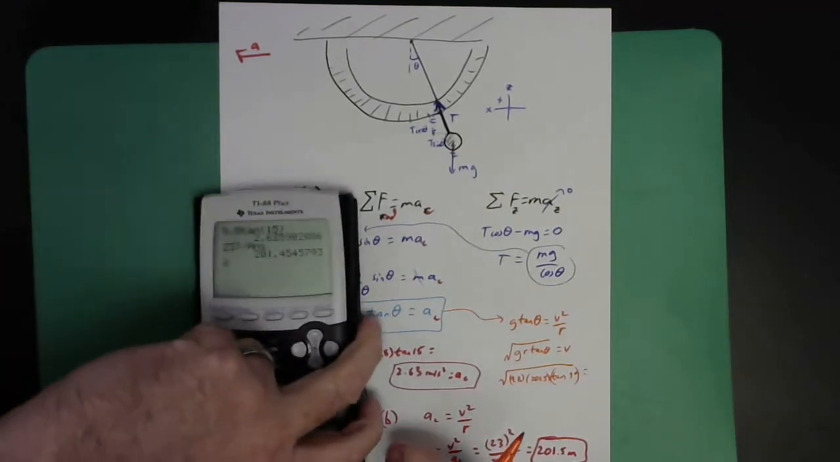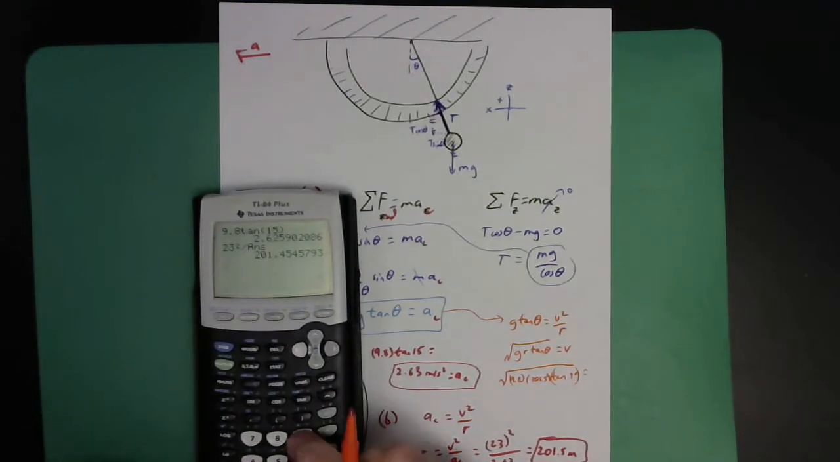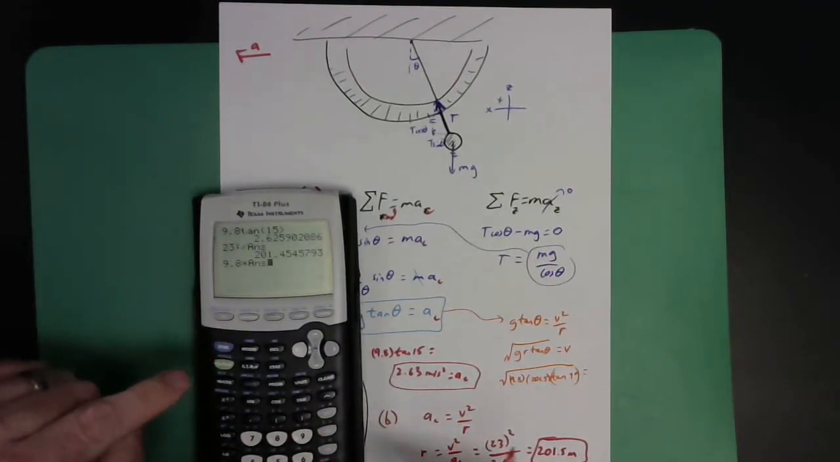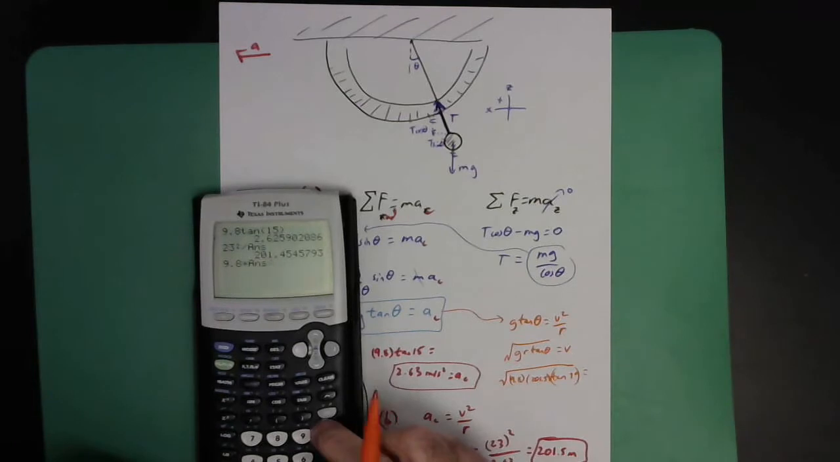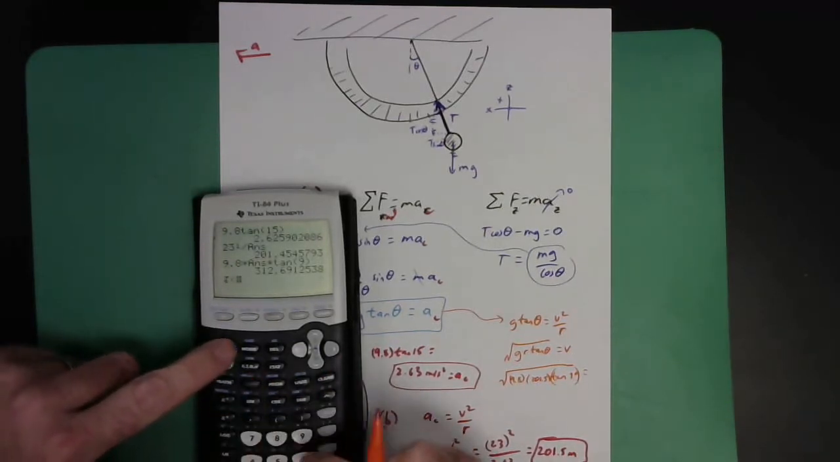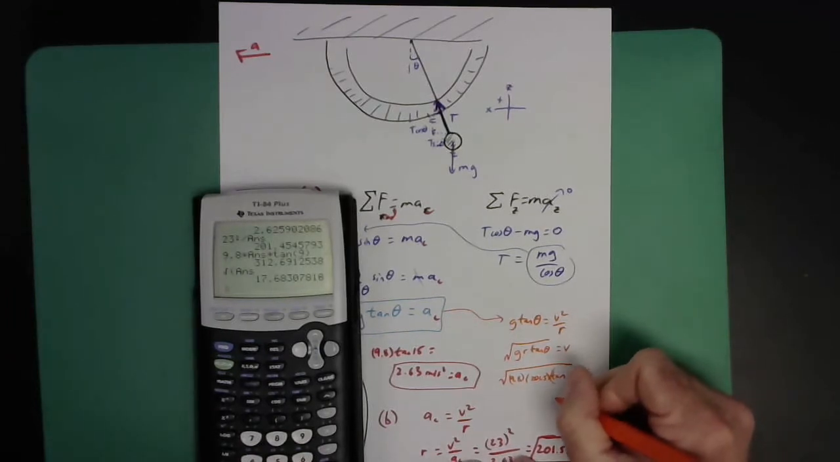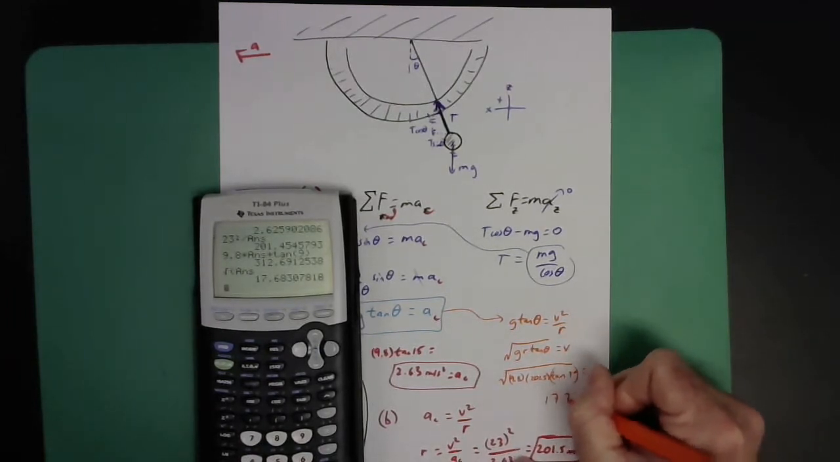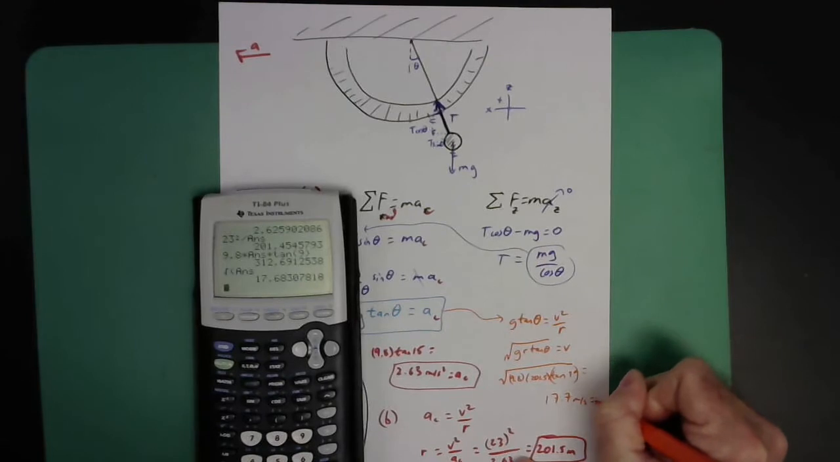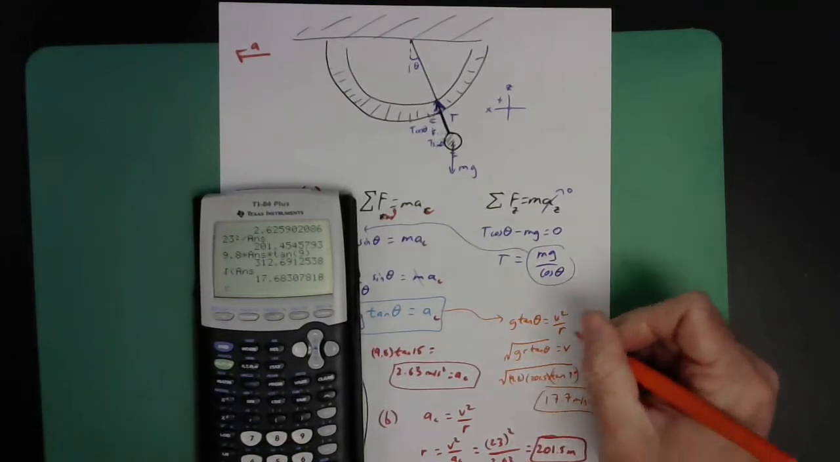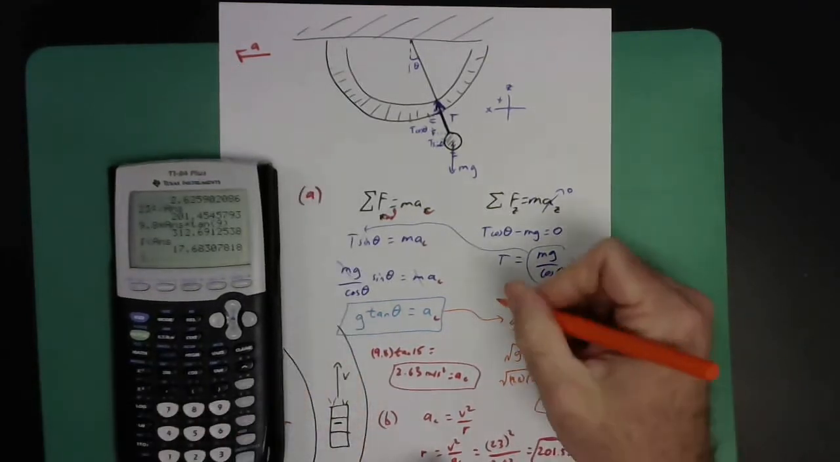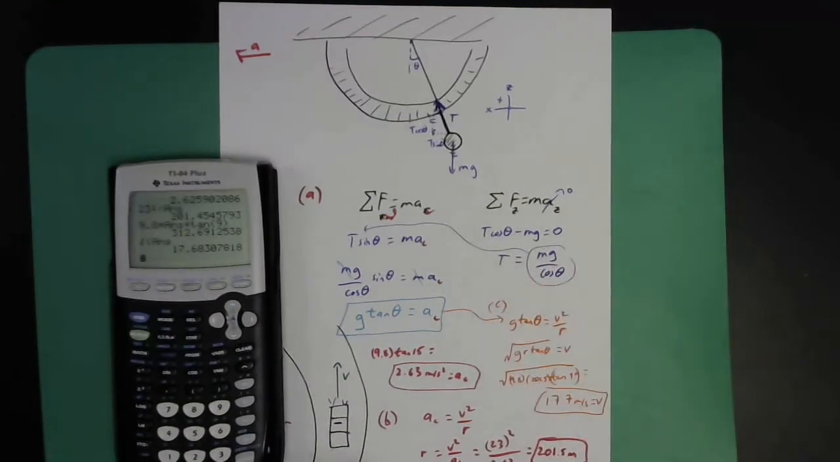So I take my calculator and I do 9.8 times that radius that I got in the last part times the tangent of 9, right? I take the square root of that, and my velocity is 17.7, rounds off, meters per second. Ta-da! And that's the answer to part C. All right. Good enough.